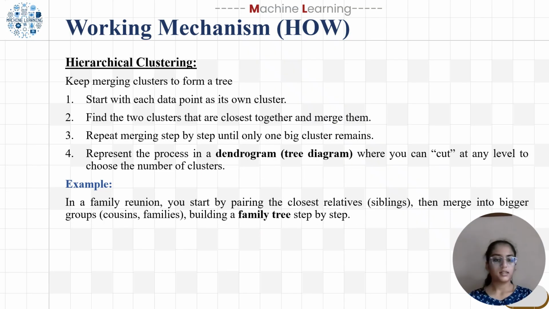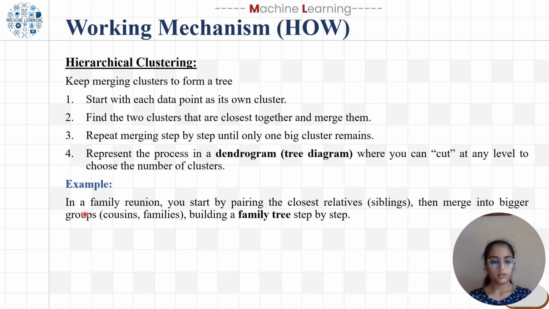So second we will see hierarchical clustering. In this, it keeps merging clusters to form a tree. Here, we start with each data point as its own cluster. After that, find the two clusters that are closest together and merge them. After that, repeat merging step by step until only one big cluster remains. That represents the process in a dendrogram, that is a tree diagram, where you can cut at any level to choose the number of clusters. So these were the steps of hierarchical clustering.